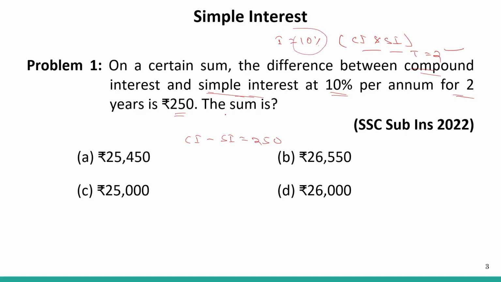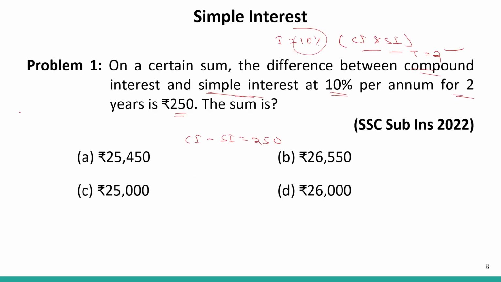It asks us what the sum is. Let's calculate whether it is 25,000, 25,450, 26,550 or 26,000. This question appeared in the SSC Sub Inspector 2022 paper. So let's continue.